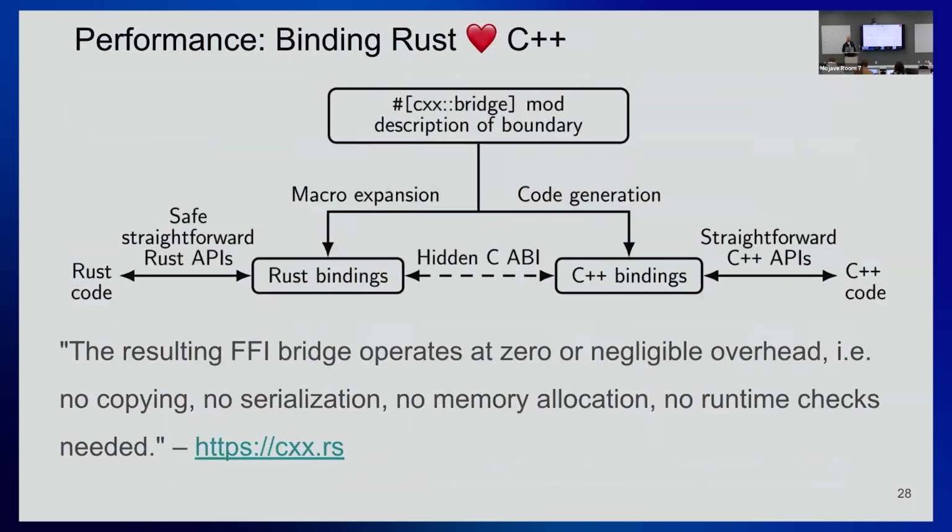And this is about the performance of the binding that FMRS uses to hook into the C++ MFEM API. The key thing I want you to read is this, which says the binding operates at basically zero overhead, no copying, no serialization, no memory allocation, or runtime checks involved. It's just a long-winded way of saying if you're writing your thing in the MFEM Rust wrapper, you should expect to get roughly the same performance as if you wrote it in C++.